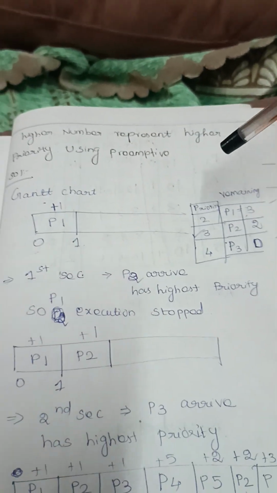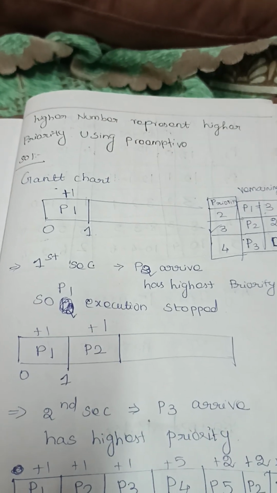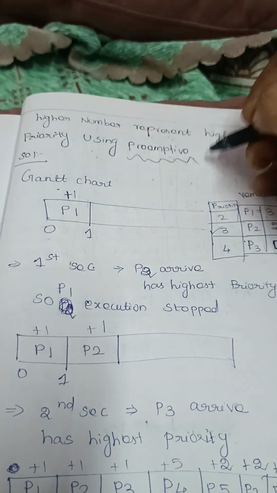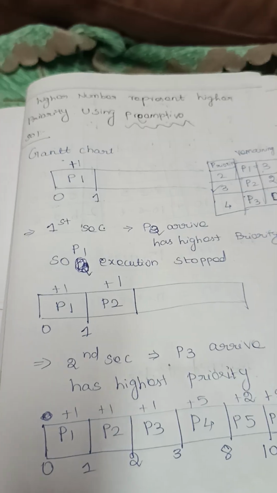Which process has higher priority? A higher number represents the higher priority. This method is a preemptive method. So first you have to draw a Gantt chart.